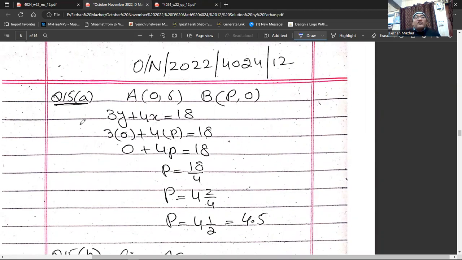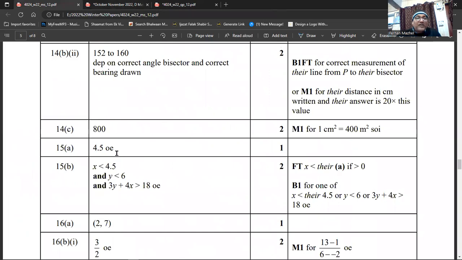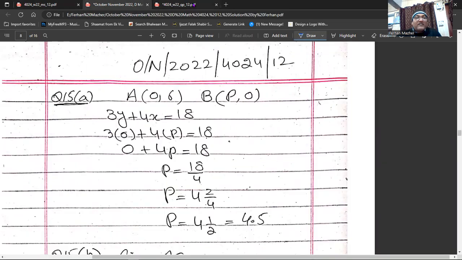So you will have 3 into 0 plus 4p equals 18. So 0 plus 4p is equal to 18. So p will be equal to 18 divided by 4. So p will be equal to 4 whole 2 by 4, sorry, and it will be 4 whole 1 by 2, as 2 and 4 are cancelled. So you will have 4.5. So the P value is 4.5. Our answer is right.